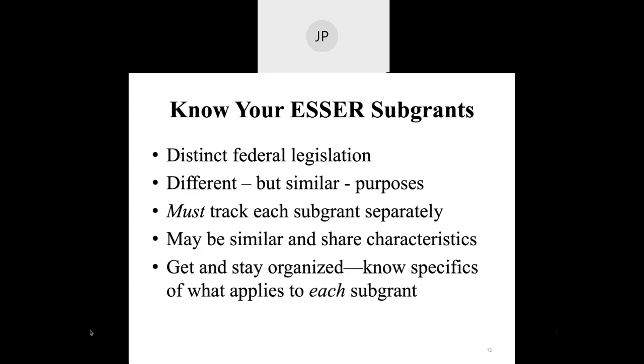At this point, I want to remind you of a few things and echo some of the things that you've already heard during this session. Understand that although these ESSER 3 funds can be used in a manner similar to your previous SC CARES Act ESSER funds and the SRSA ESSER 2 funds, all of these subgrants are distinct and they are all authorized under different federal legislation. So you must track them all separately from each other and also separate from any other funds that your district is receiving. And it's also important for you to understand how they differ and what applies to each subgrant, because there are differences and nuances.